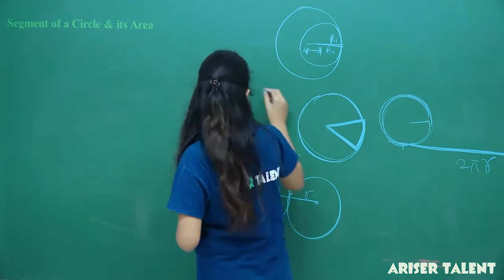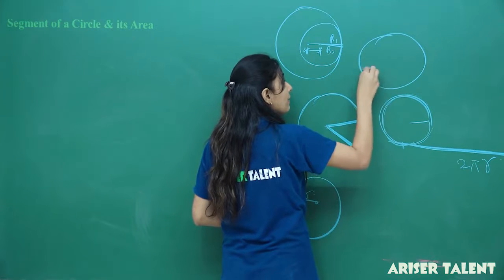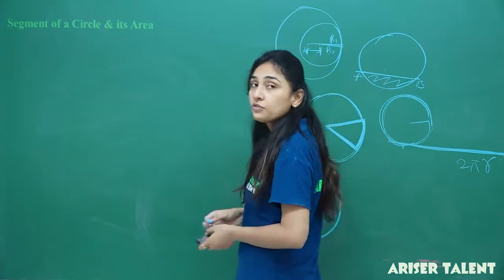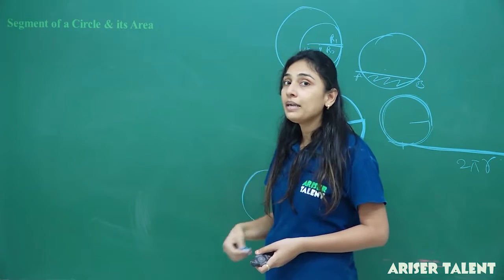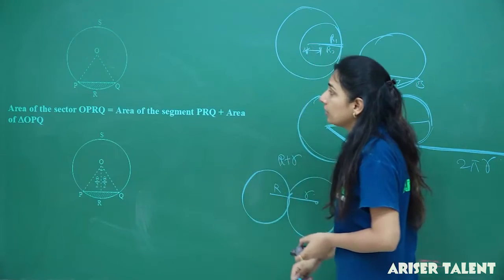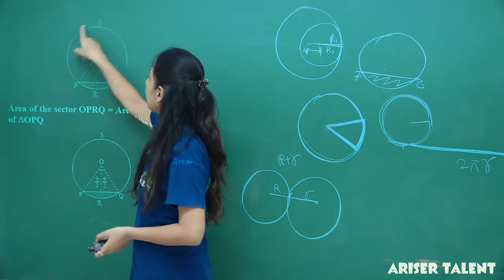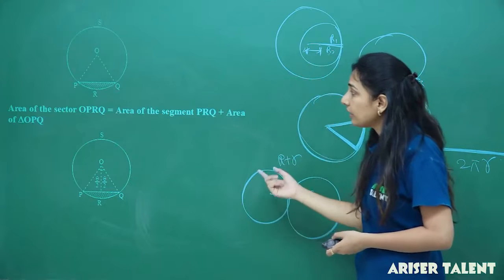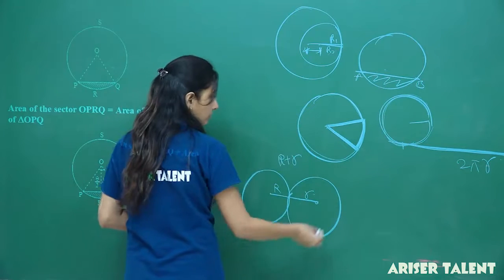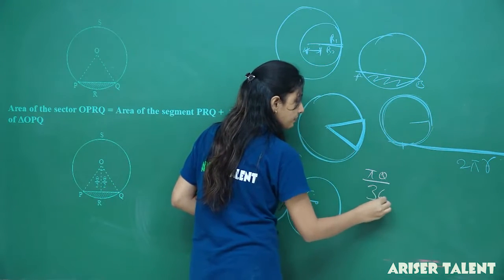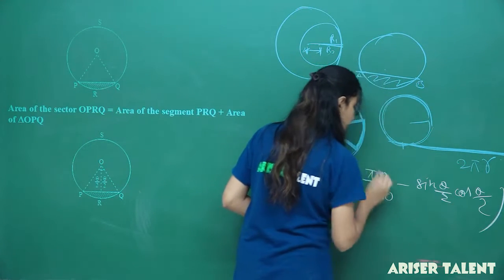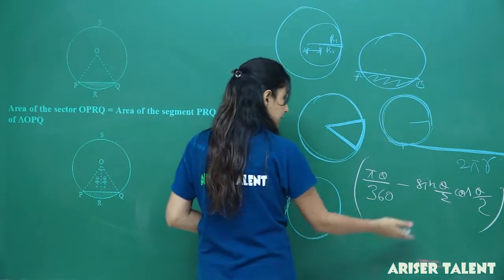And the segment of a circle, what is the segment of a circle? If you have 2 points and this chord AB, then this particular area will be known as the minor segment, and the other one will be called the major segment. So the minor segment is here and the major segment is here. This will be the minor and that complete will be the major. We found the area will be equal to pi theta by 360 minus sin theta by 2 cos theta by 2, multiplied by r square. We derived this relation also.